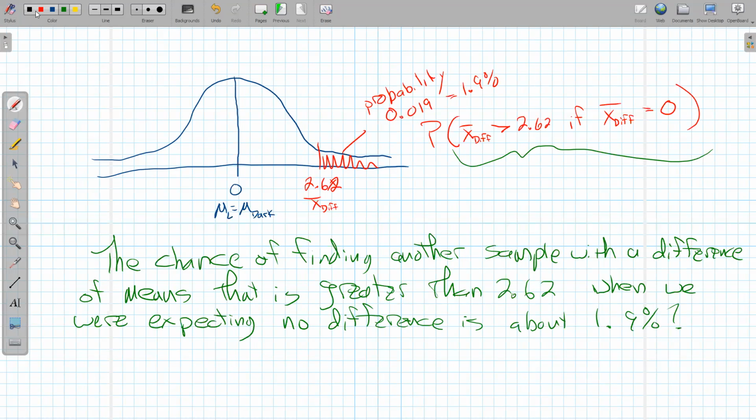So this seems unusual. It's less than 5%. So 1.9% is less than 5%. So this seems unusual. If it's unusual, then one of two things is the problem. Either we just got a weird sample, and that certainly happens, or this expectation that the difference is 0 is not correct. So this is evidence that there is a difference that's greater than 0.